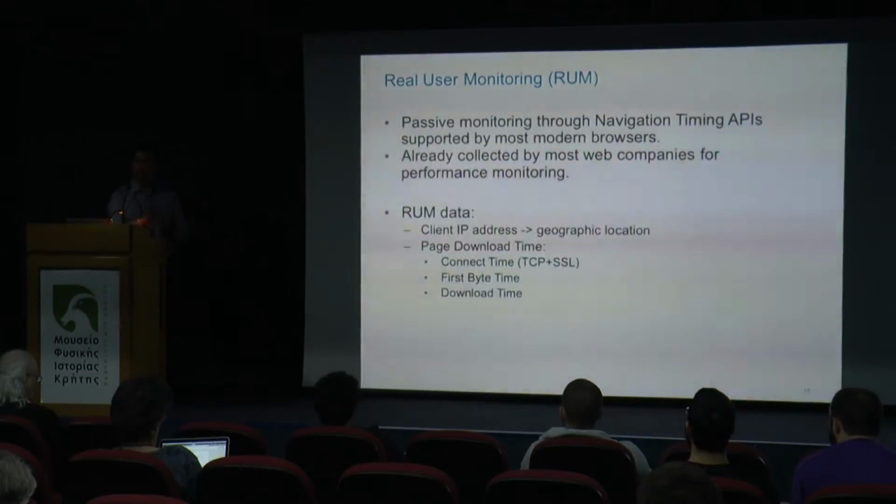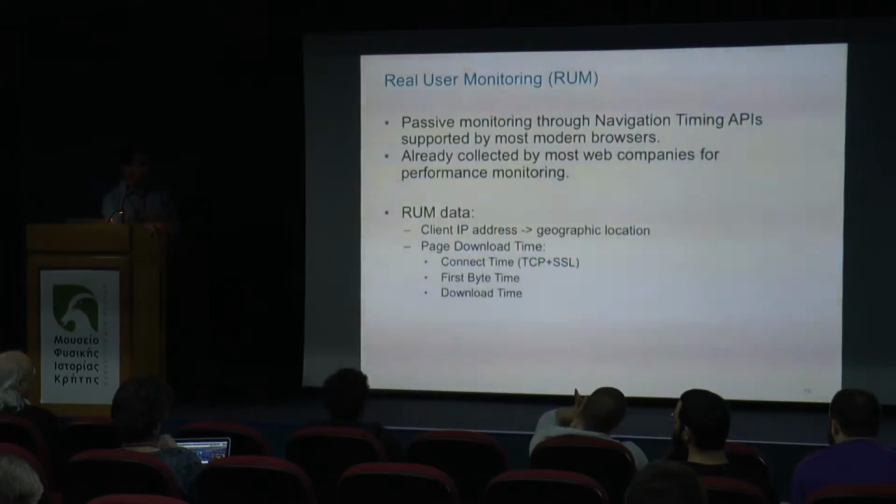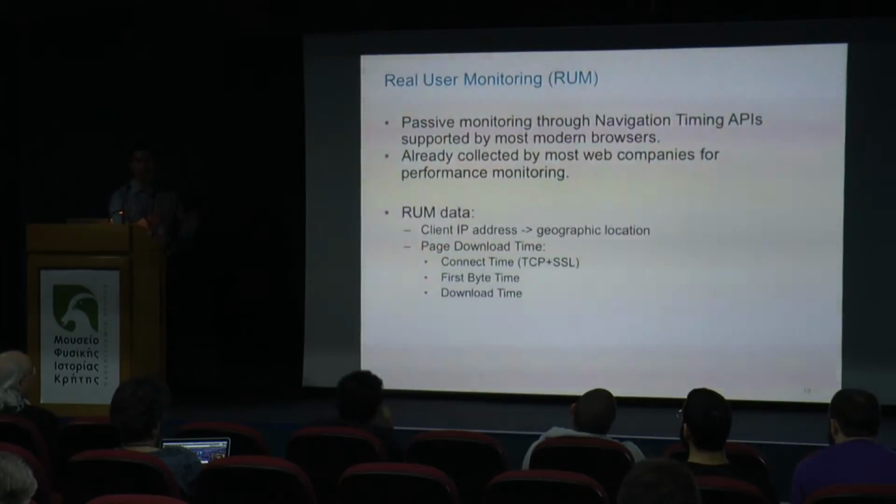What RUM data can give us is information like the client IP address, obviously where the user is coming from, and that we can translate to a geographic location using geo-IP databases. But it also gives us interesting metrics like connect time, TCP or SSL connect time, first byte time, and download time. If you combine all three of these together, that is the metric we want to optimize for. It's the sum of all three of them that we call page download time.